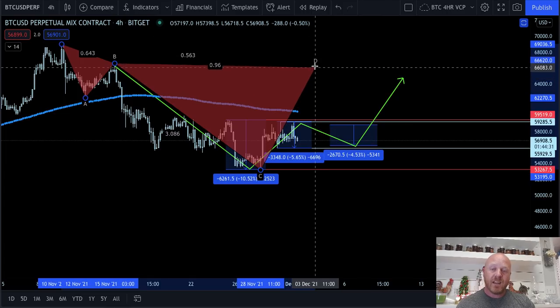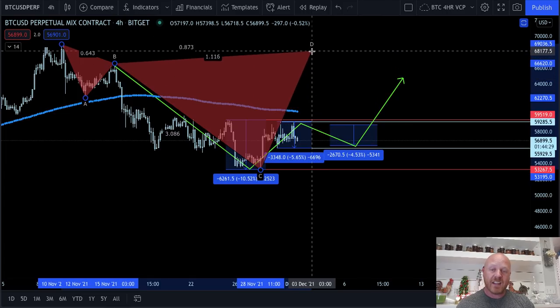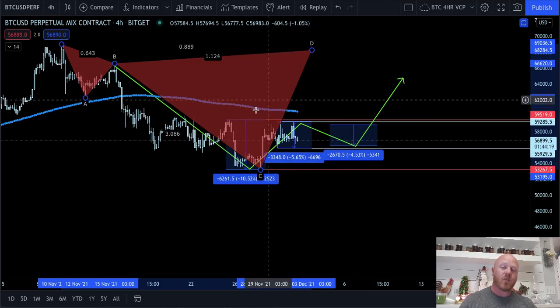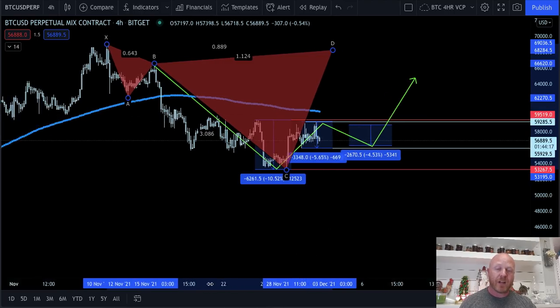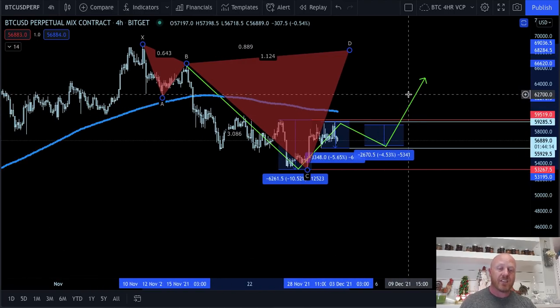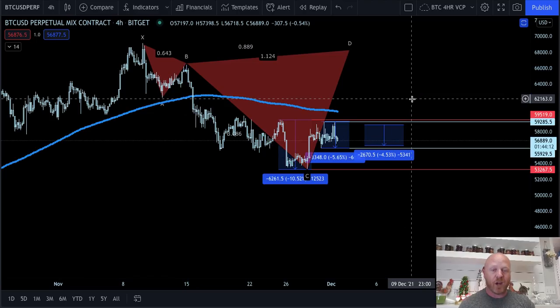63,881. Max extension is 886 on this pattern, and this gets you to roughly 68,284. This pattern is a white swan. It is a very powerful Fibonacci pattern. What do Fibonacci patterns do, guys? They show you the movement of price, okay?